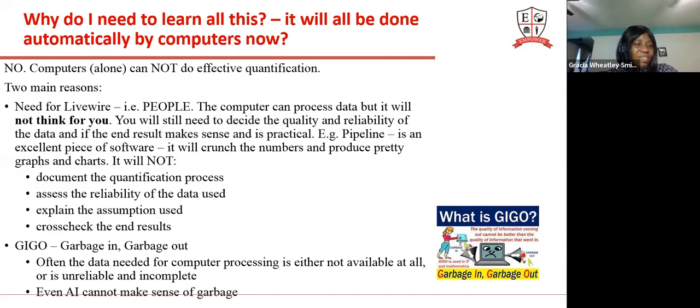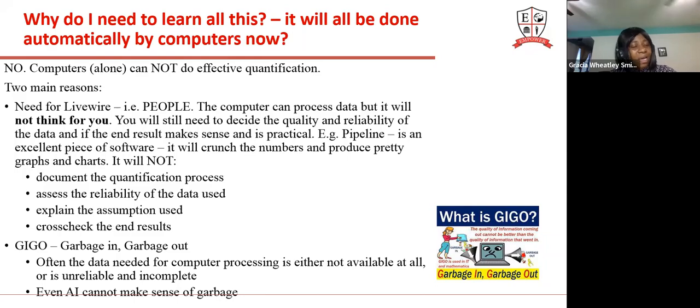So what are the two reasons? We need live wire, we need you, we need me, we need people. The computer can process data, but it will not do the thinking. You will still need to decide the quality and the reliability of the data, and whether the end result makes sense and is practical. Software such as PipeLine is an excellent piece of software. It will do the numbers and produce pretty graphs and charts, but it will not document the quantification process. It will not assess the reliability of the data used. It will not explain the assumptions used, and it will not cross-check the end results, which is very pertinent.